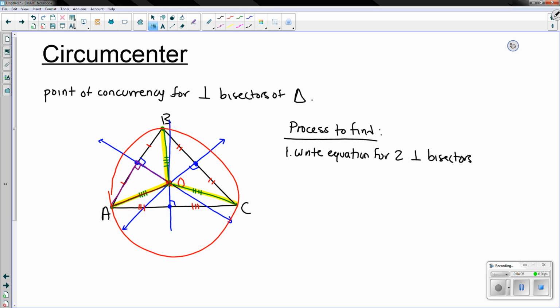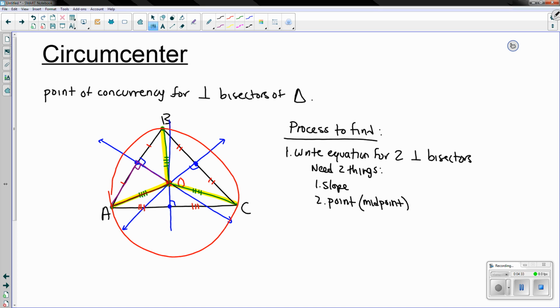So to write equations for lines, remember we need two things. Those two things are the slope and a point that it passes through. And for the point, each perpendicular bisector has to pass through the midpoint of a side. So we're going to use the midpoint of the side that the perpendicular bisector is going through. So we're going to be looking for midpoints there.